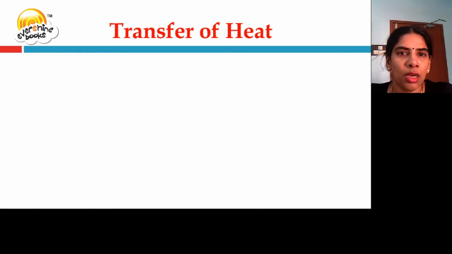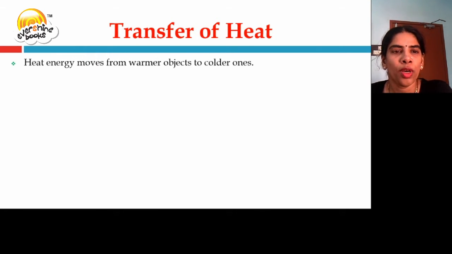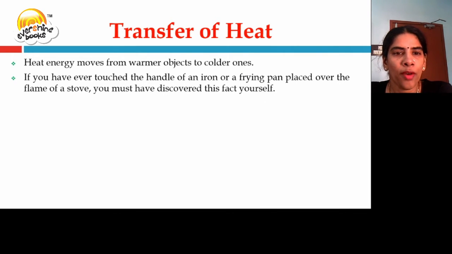Transfer of heat. How does transfer of heat take place? It always takes place from warmer objects to colder ones. If you have ever touched the handle of an iron or a frying pan placed over the flame of a stove, what would happen? You can find that the handle of an iron becomes very hot, but when placing the pan on the stove, what happens? You can find that the handle slowly becomes hot.